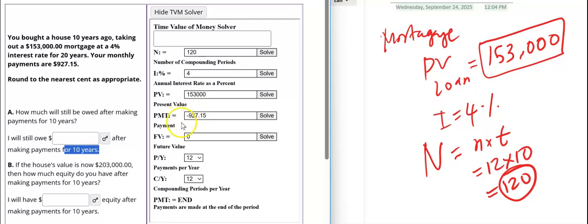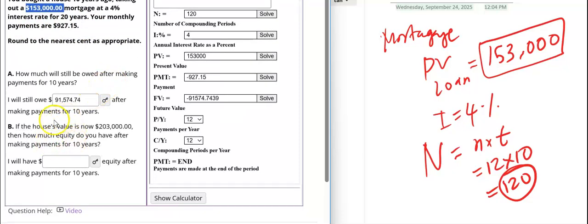But notice that by this time you have to find the future value. So how much do you still owe? What's the future value of the loan? Even if you pay $927.15, how much do you still owe? So you have to solve for future value in this case. Click solve. That means you still owe $91,574.74. Okay, that's the money you still owe after the 10 years for this much loan.